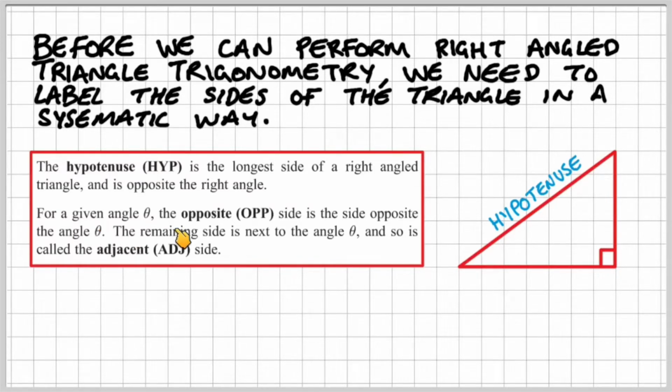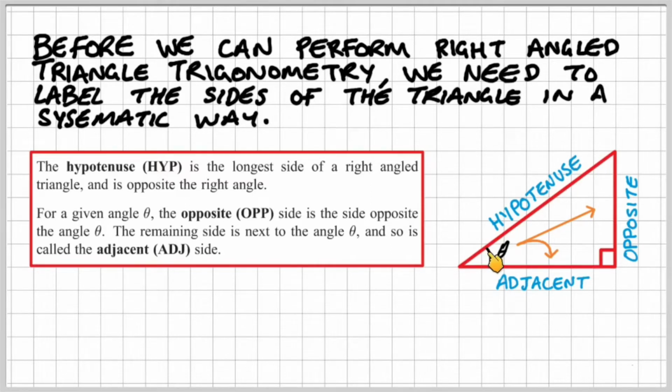For a given angle theta, the opposite side is the side opposite the angle theta. So if this is my angle theta, then the side opposite would obviously be my opposite side. And the remaining side is next to the angle theta, so this will be called the adjacent side. So this is the side next to the angle theta, so we call that the adjacent.